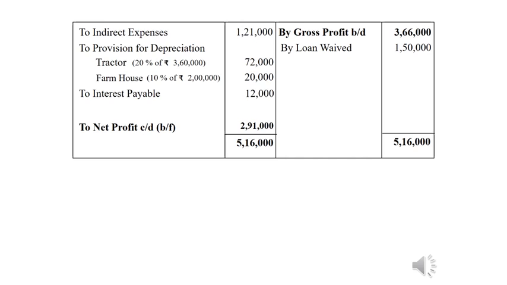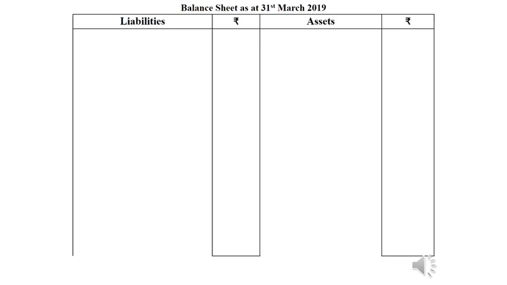Okay, let us present the balance sheet of the farmer. Balance sheet as at 31st March 2019. First record liability side, let us finish it. Capital opening balance is given 10,52,000. To this we have to add profits. Add net profit as we found out in profit and loss account 2,91,000. Add them up, we get 13,43,000.